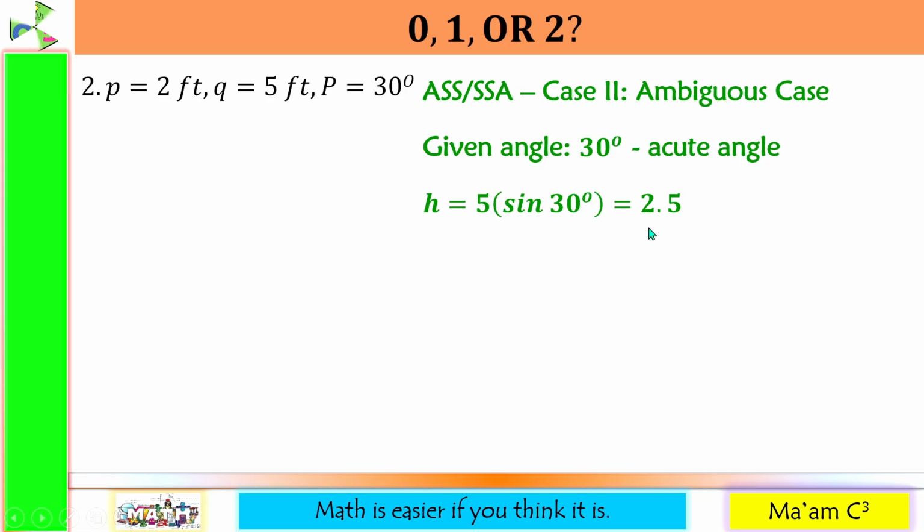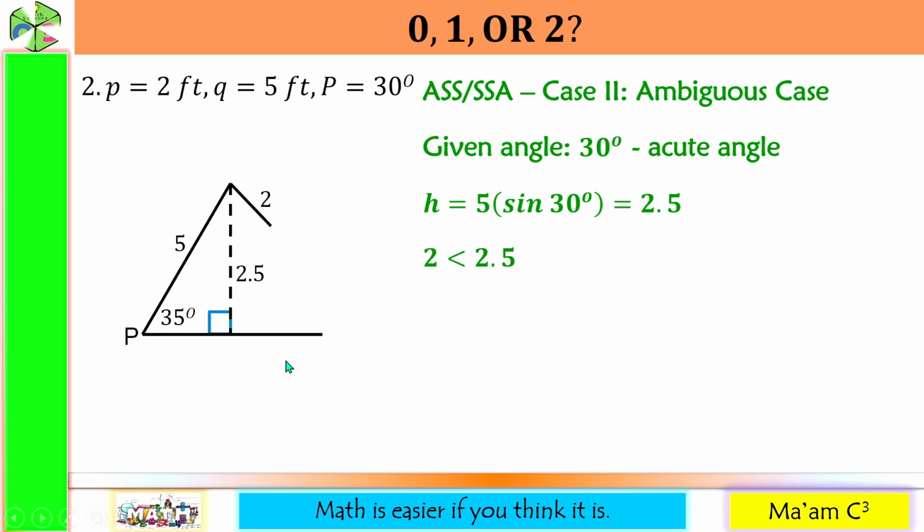Now let us compare the height and the opposite side given. 2 is less than 2.5. So if I'm going to construct my triangle, it would look like this. The opposite side is 2 and it is shorter than the height, which is 2.5. And you can see that we were not able to form a triangle.